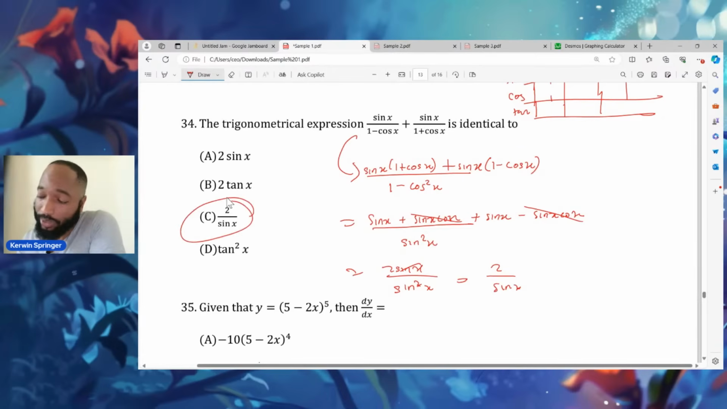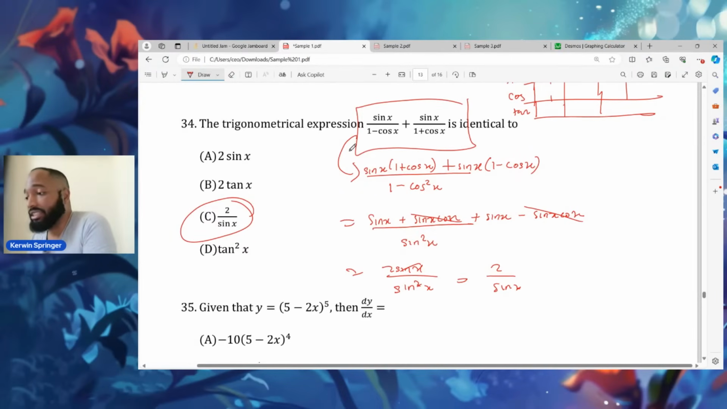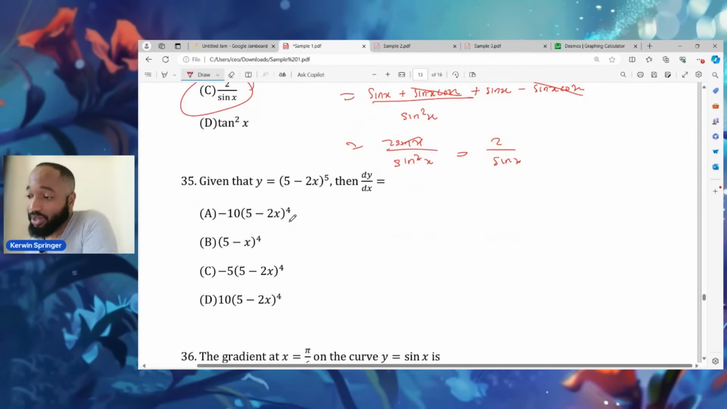This is the most popular identity in CSEC Maths. This here is the most popular identity in CSEC Add Maths. You're almost guaranteed to do that in an Add Maths exam, in any paper, even paper one.